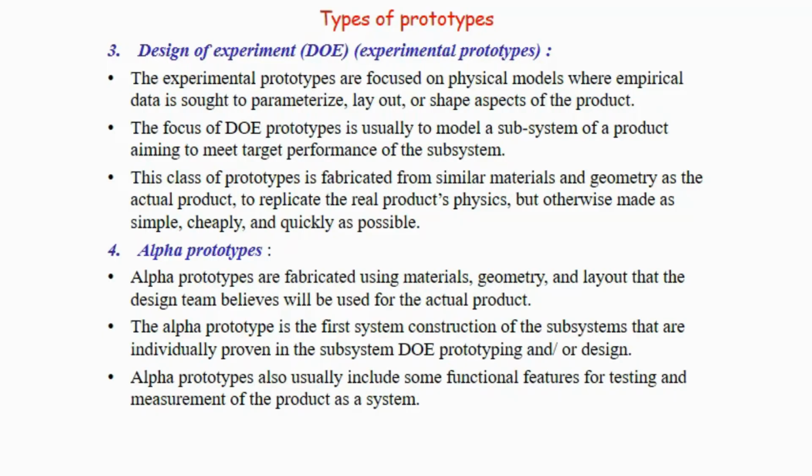Alpha prototypes are fabricated using materials. Again, it will use the same measurements and layouts where a design team has agreed on the outer dimensions or the inside fabricated parts. Once the team is all convinced with one set of dimensions, then the alpha prototype will be made following all these specifications. So it is individually proven in a subsystem.